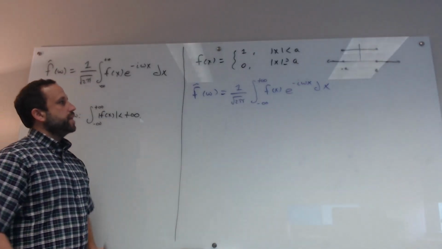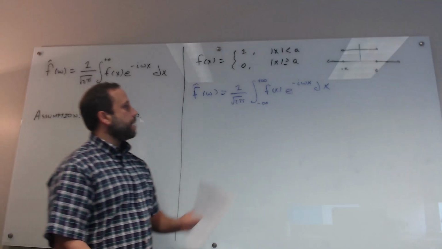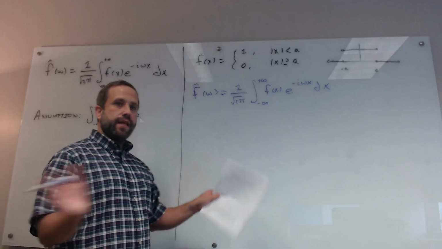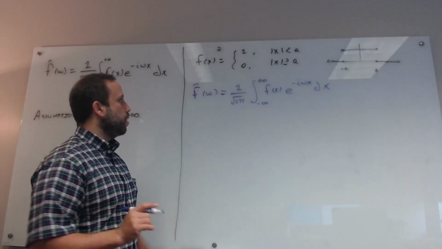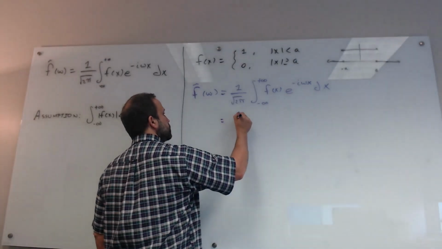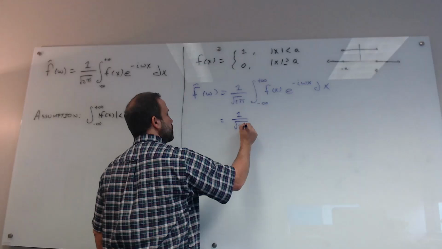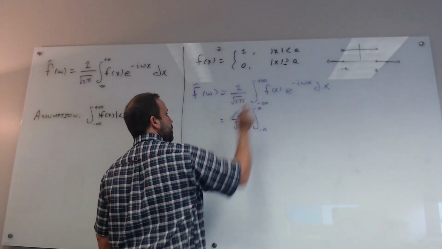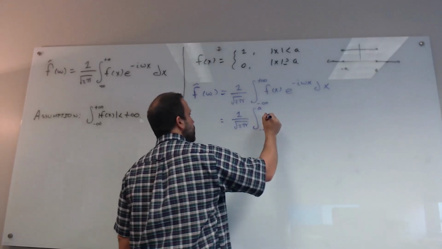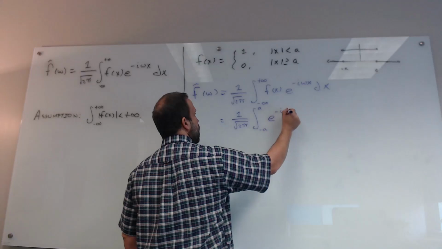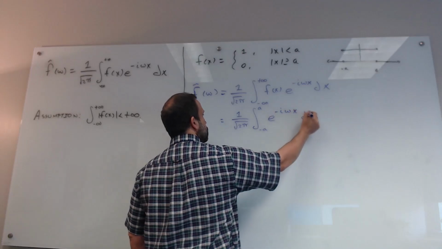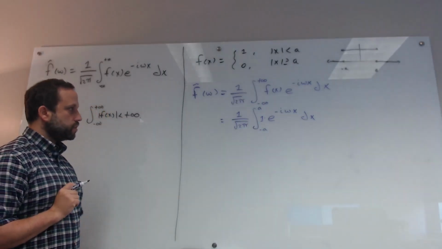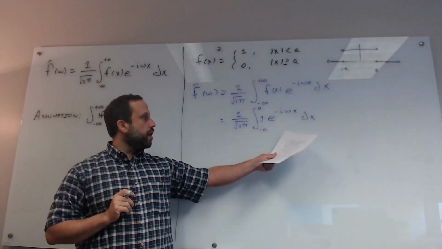Okay, now what is f of x? Well, if the absolute value of x is bigger than a, it's equal to 0. And if it's less than a, it's going to be equal to 1. So this then is just the integral from minus a to a, on these values of x where f is 1, of e to the minus i omega x dx. And if you want to think about there being a 1 like that explicitly, you can. Okay, but this is good. This is an integral that we know how to do.